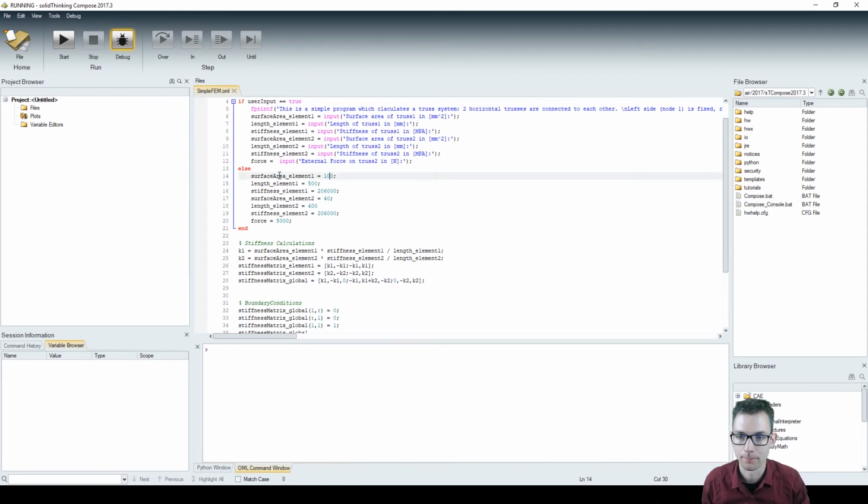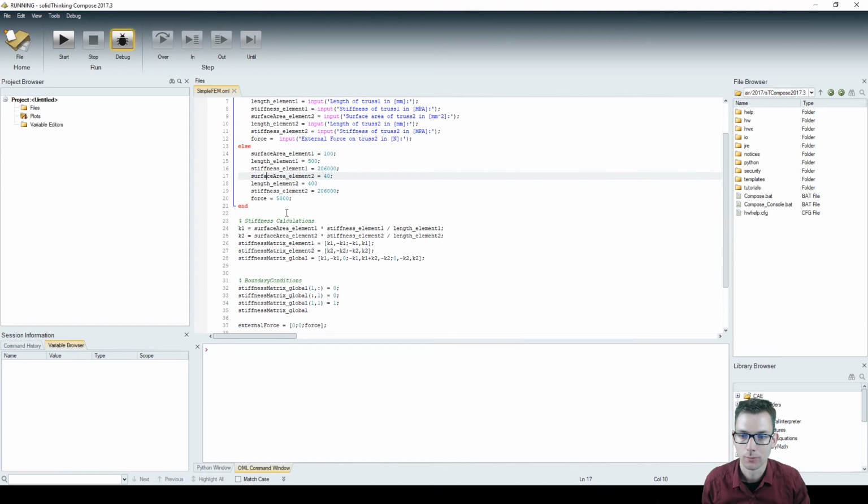So we have a surface area of element 1, length of element 1, stiffness of element 1, and the same for element 2. What this calculation does is it calculates the stiffness terms, which are equal to the surface area times the stiffness divided by the length. And then you can put your system matrix for element 1 and 2. But now for simplification reasons, I just use the global stiffness matrix. I could use the Boolean matrix maybe for later reasons and combine them together. But right now I just implemented the stiffness matrix globally.